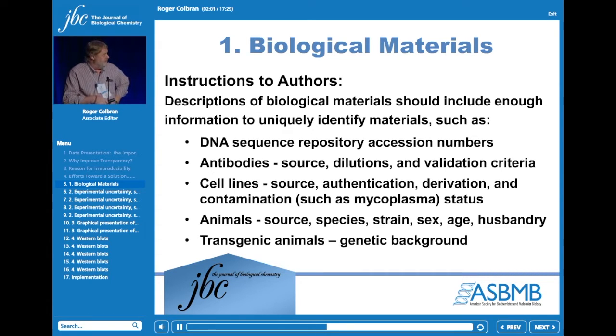And in the case of biological materials, we have a pretty explicit list, whether it's DNA sequences, antibodies, cell lines, animals, and transgenic animals. You've got to describe fully what the materials you're using in your experiments are. It's no good telling us what the transgenic mouse was if you don't tell us what the background is. It can have a big effect.